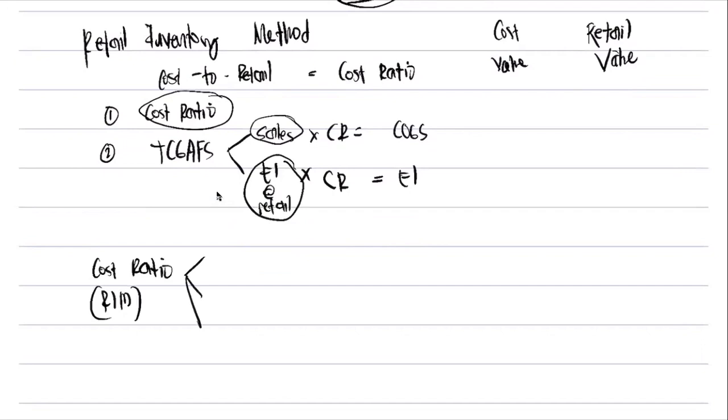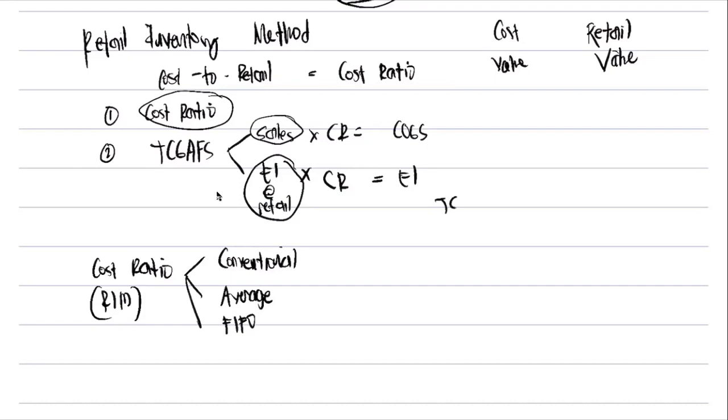So what are the three methods for your cost ratio? First, we have your conventional. Another is your average. Next, we have your FIFO. Conventional, average, and FIFO. So what are the differences of these three items? Actually, in your cost to retail ratio, we are more focused on your retail. So on your retail, we have these different items.